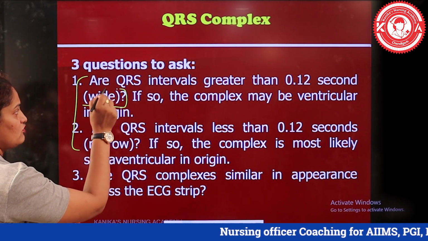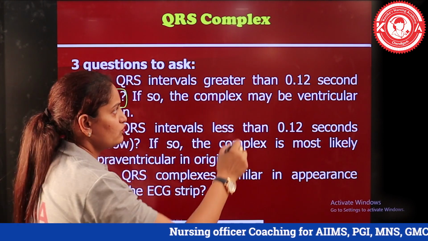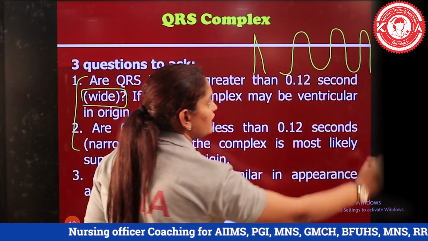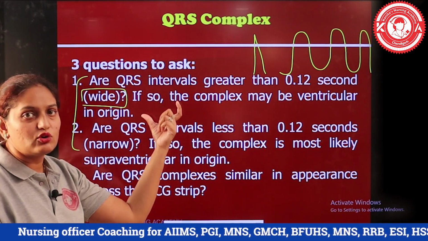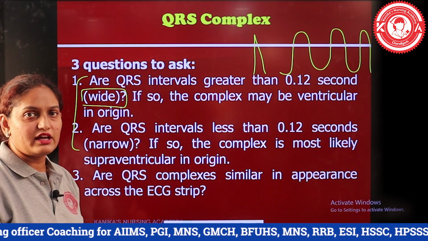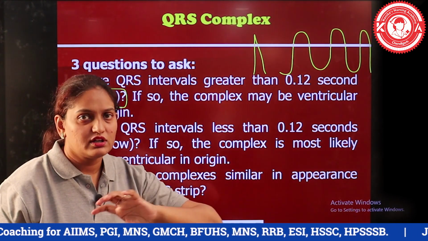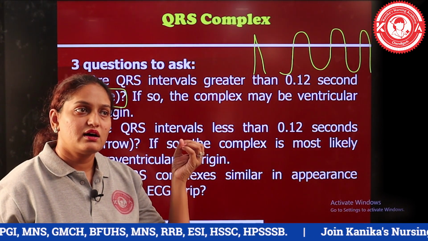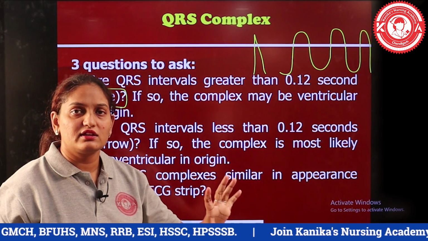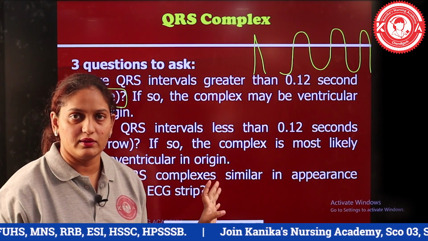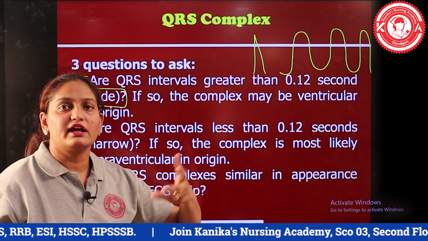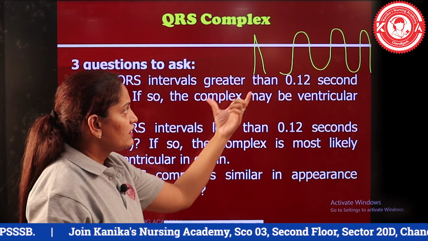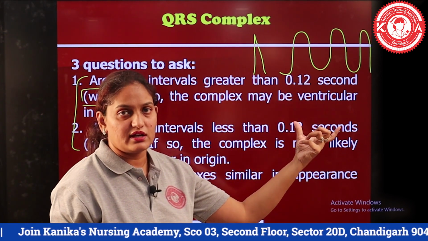So if it is more than 0.12 seconds, it will not be a pointed one; it will be something like this. This will be the QRS complex if we are talking of the wide complex QRS. And when does it happen? When the sinoatrial node does not initiate the impulse, the AV node does not initiate the impulse, and no area in the atria is able to initiate the impulse, then the ventricles generate their own rhythm, which is known as escape rhythm, and in that escape rhythm the ventricles take a long time to contract and relax.